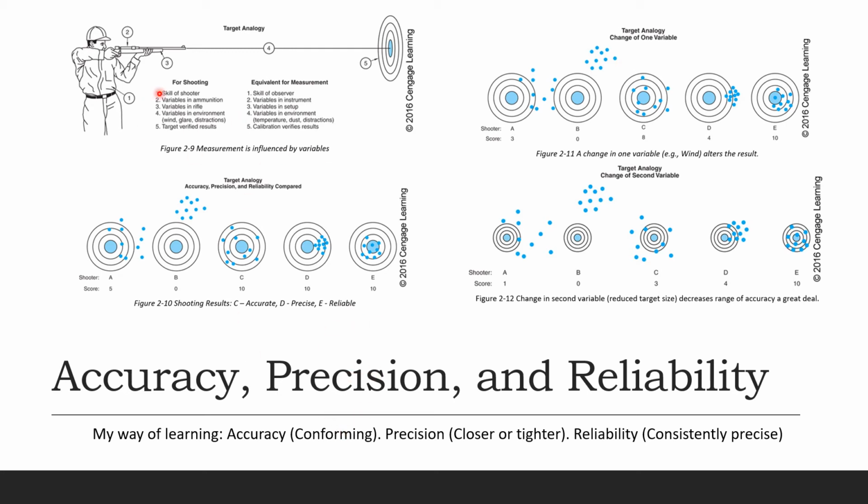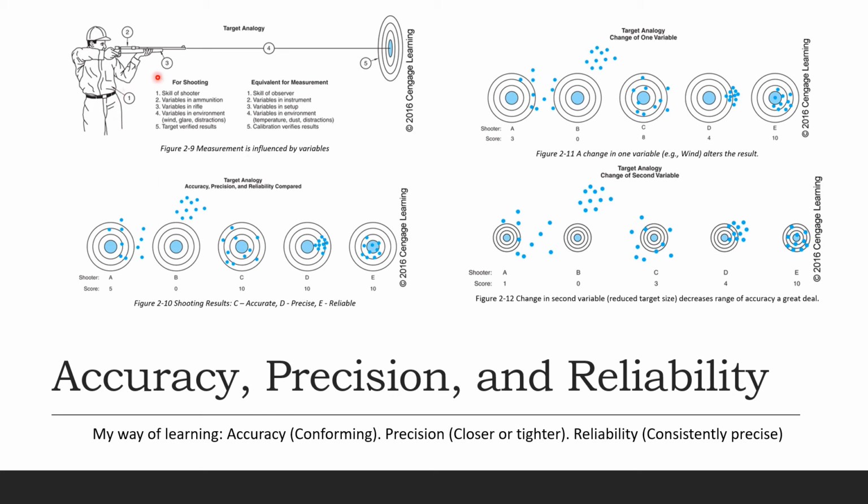So anyways, when you look at this, you're going to see that measurement is definitely influenced by variables. For shooting, you're going to see this guy shooting a target. He wanted to be at the center of that, but then you will have different kinds of variations. Then you have 1, 2, 3, and then 4, and then 5. So if you make this one bigger and bigger, you can see all of this.